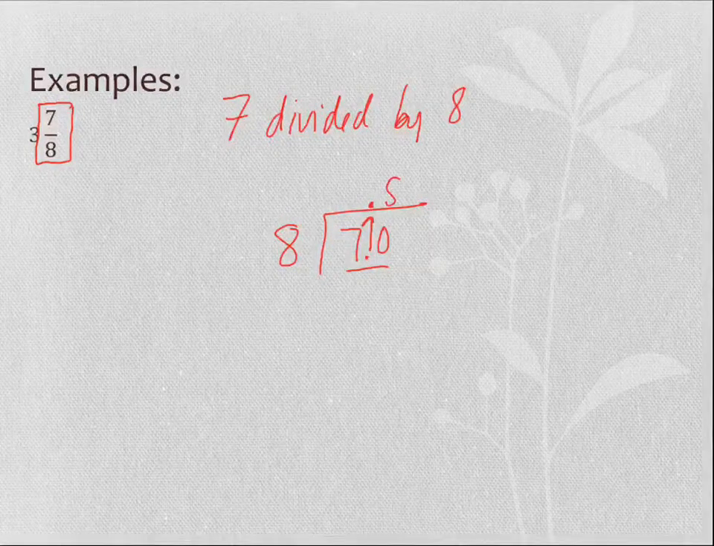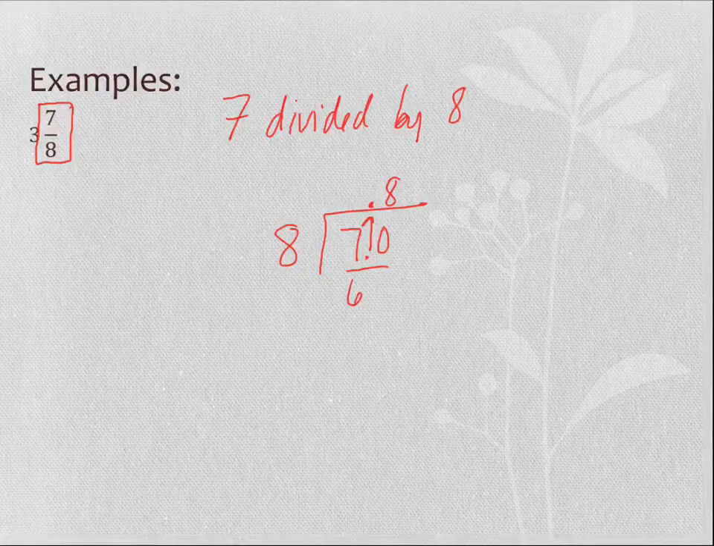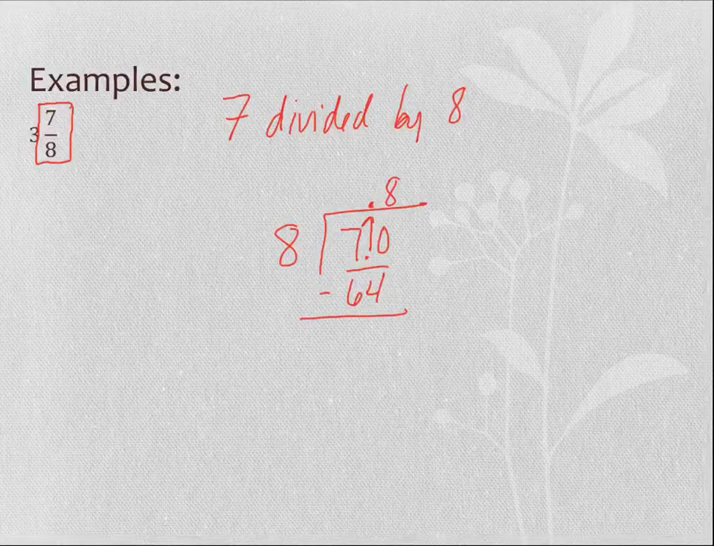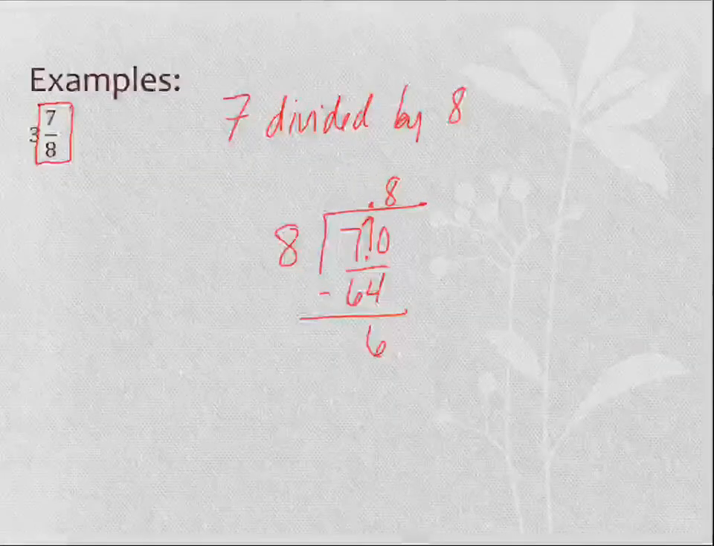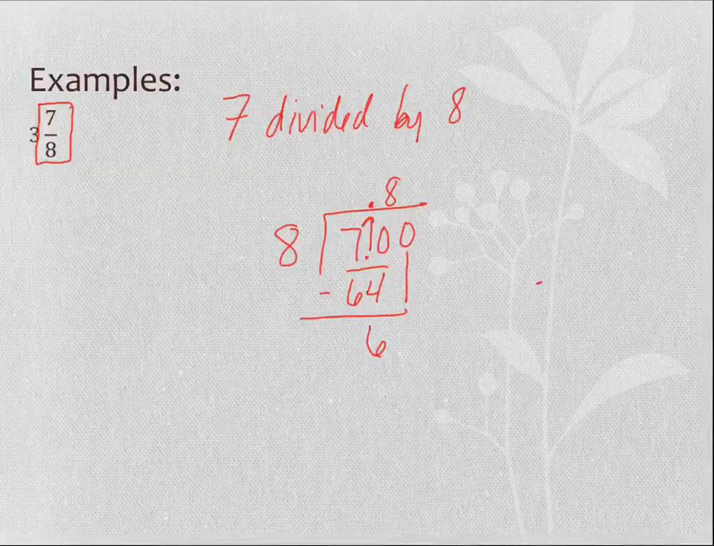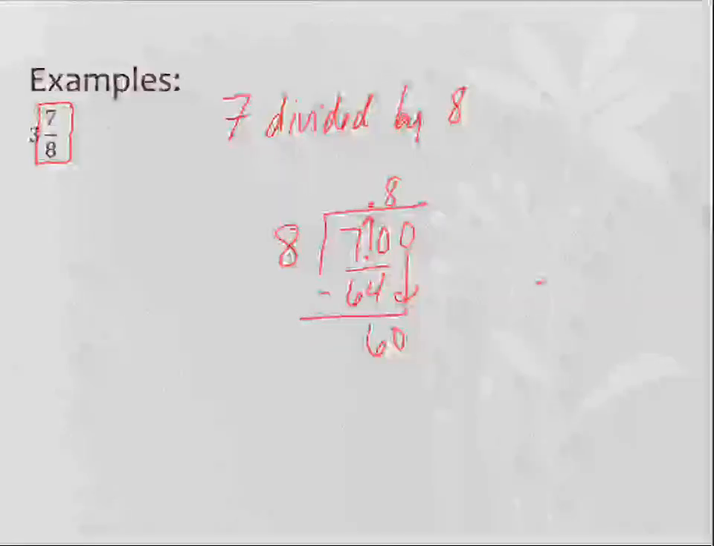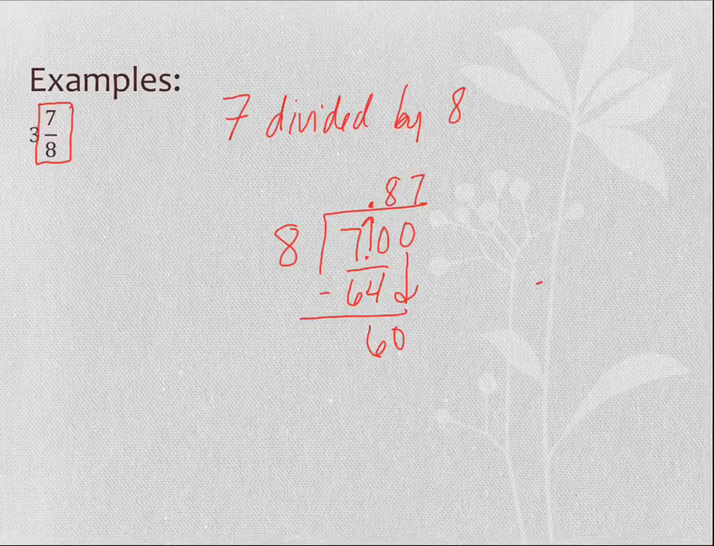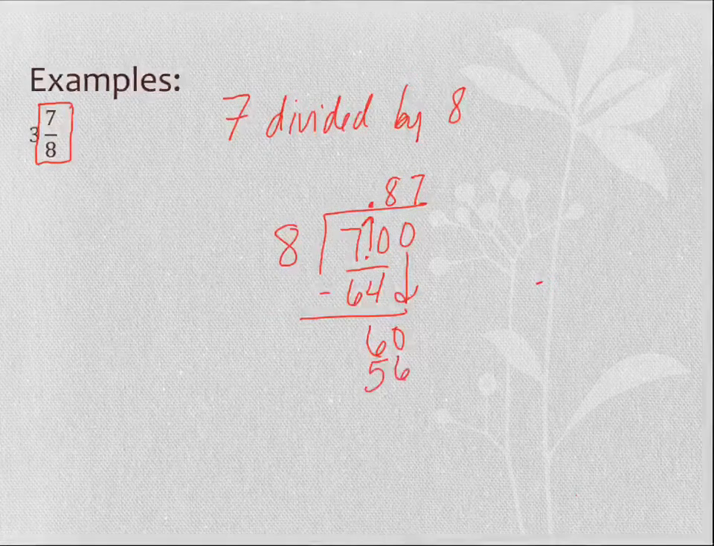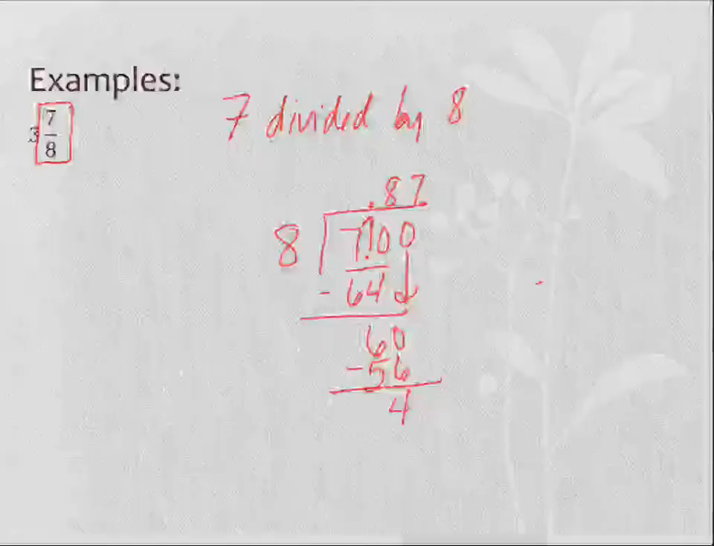70 divided by 8 would be 8. 8 times 8 is 64. Subtract, and we're left with 6. I cannot have a remainder. I want to keep going. So I'm going to add a 0, and I'm going to bring that down. 60 divided by 8 is 7. 7 times 8 is 56. Subtract and I get 4.